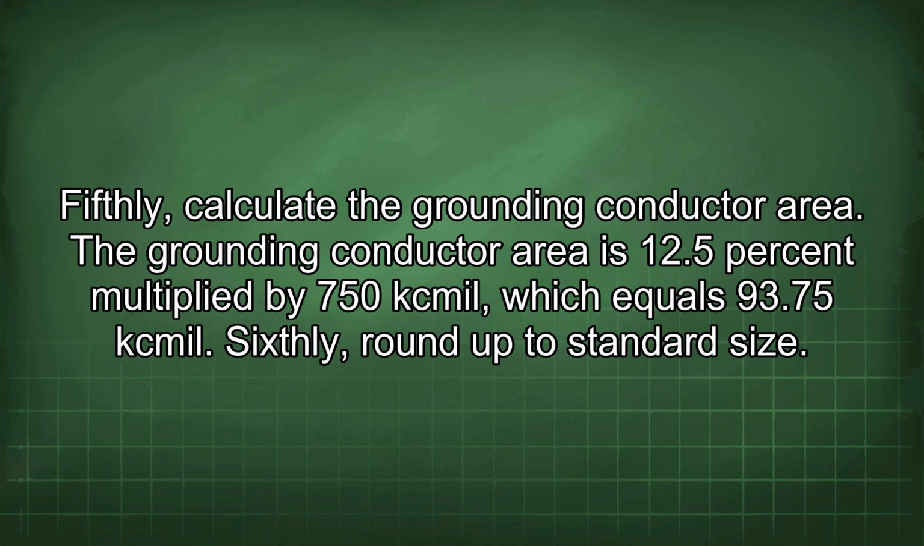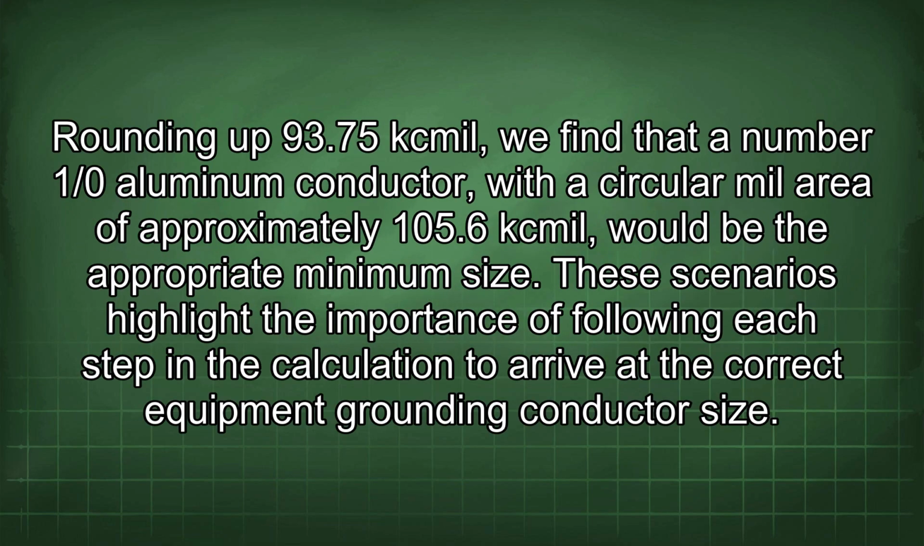Fifthly, calculate the grounding conductor area. The grounding conductor area is 12.5% multiplied by 750 kcmil, which equals 93.75 kcmil. Sixthly, round up to standard size. Rounding up 93.75 kcmil, we find that a number 1/0 aluminum conductor with a circular mil area of approximately 105.6 kcmil would be the appropriate minimum size.